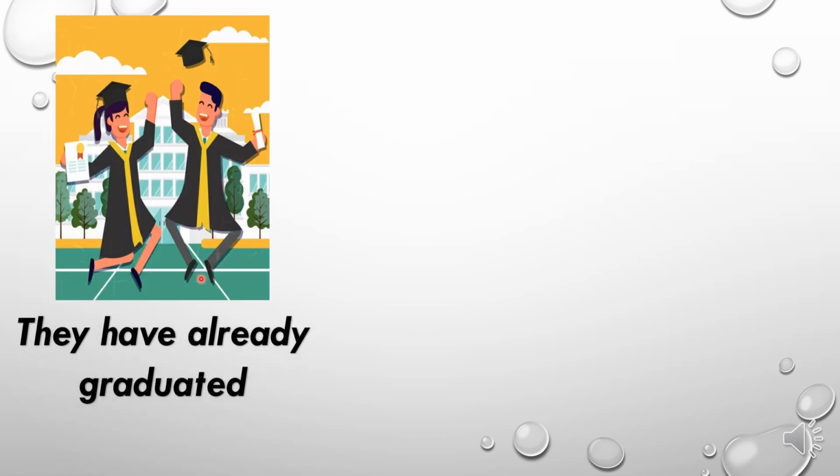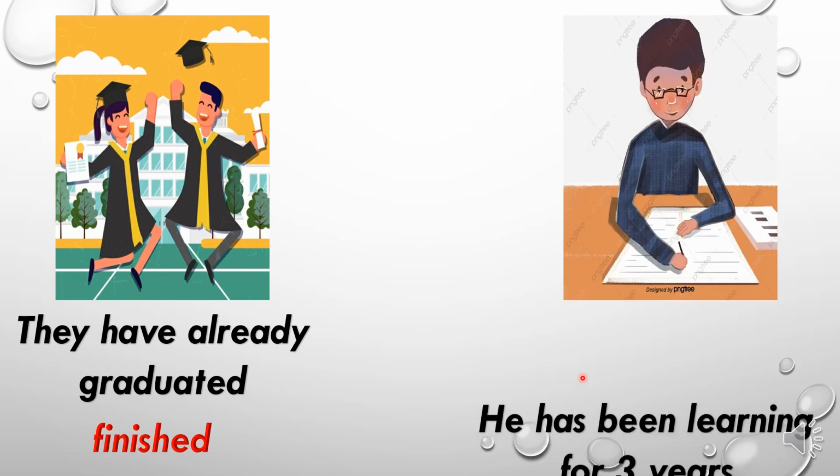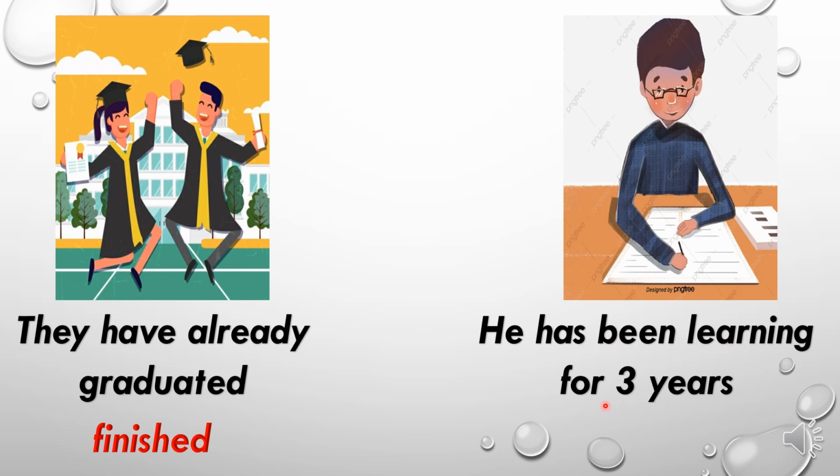Look here. They have already graduated. So it is a finished action. حدث انتهى لكن آثاره موجودة في الحاضر، اللي هي فرحتهم بالنجاح، لكن التخرج انتهى. He has been learning for 3 years. So learning is an unfinished action. تعلم حدث غير منتهي، منذ 3 سنوات من الماضي حتى الحاضر هو لسه بتعلم.